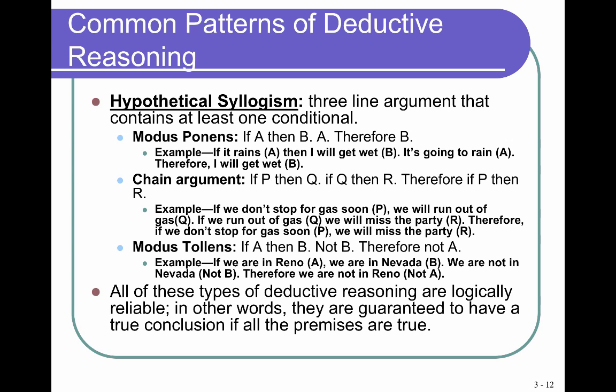And finally, we have modus tollens. If A, then B, not B, therefore not A. And the example, if we are in Reno, which is A, then we are in Nevada, which is B. We are not in Nevada, which is not B, therefore we are not in Reno, which is not A.